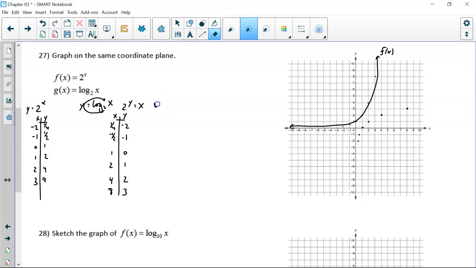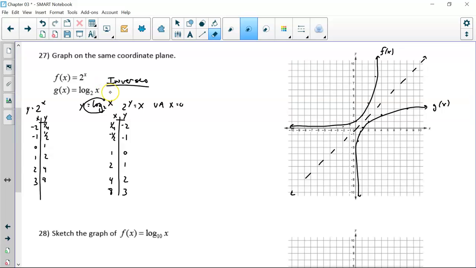Now this has a vertical asymptote at x equals 0. So when we sketch that, we want to make sure we don't cross that vertical asymptote. And there's g of x. Now you can see, if we draw a line y equals x, they're reflections of each other. These are inverses of each other.